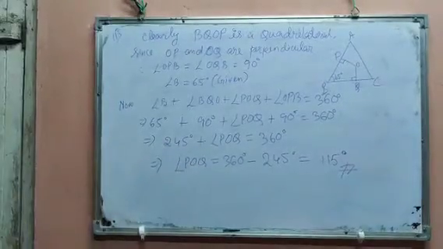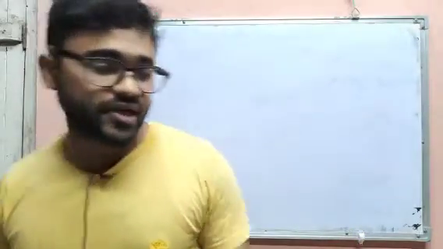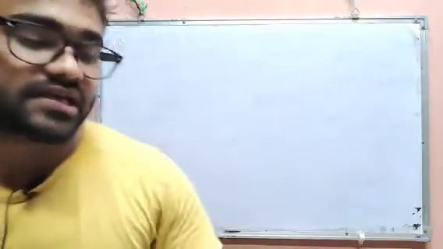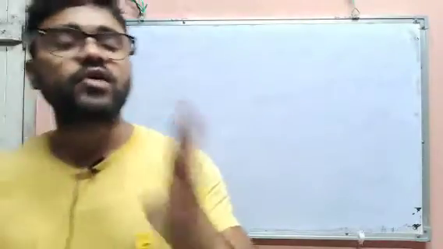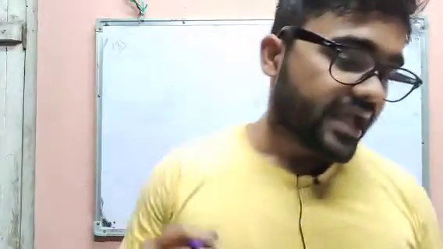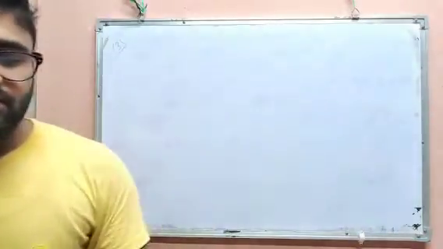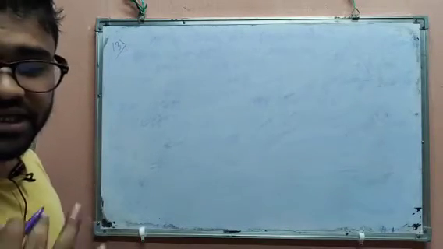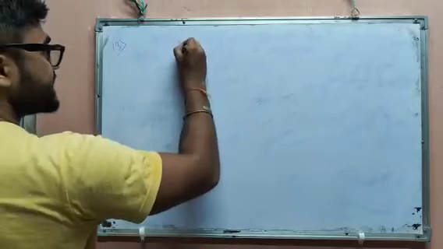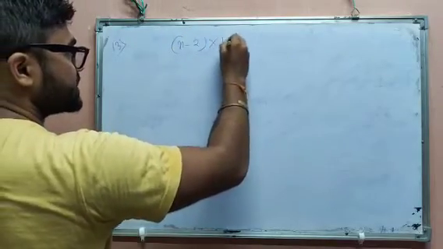Next, question number 13. We are asked to find the measure of each exterior angle and each interior angle of a regular hexagon. Always remember, the sum of exterior angles of a polygon, whether quadrilateral or triangle, is always 360 degrees. But there is a formula to find the interior angles: n minus 2 into 180 degrees.